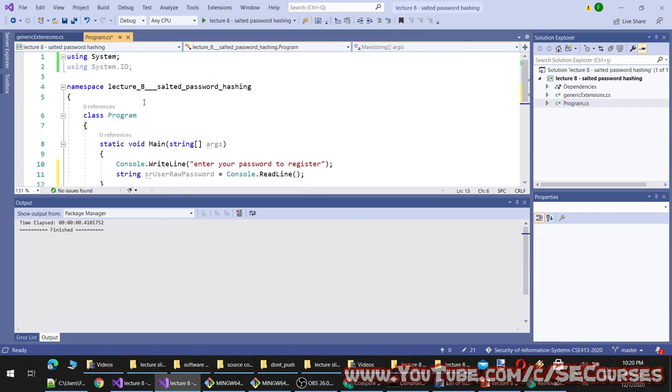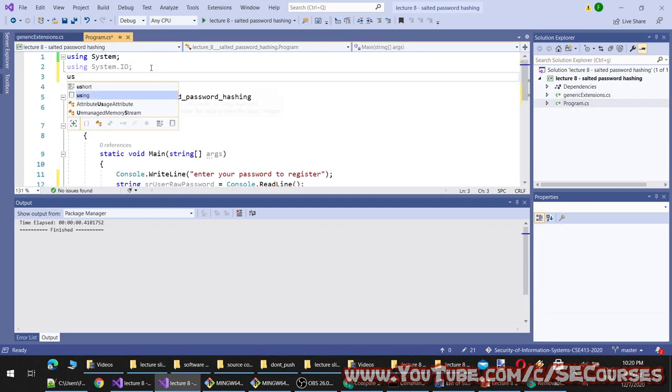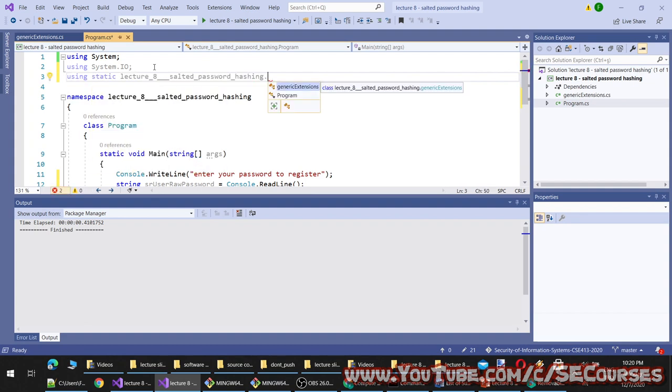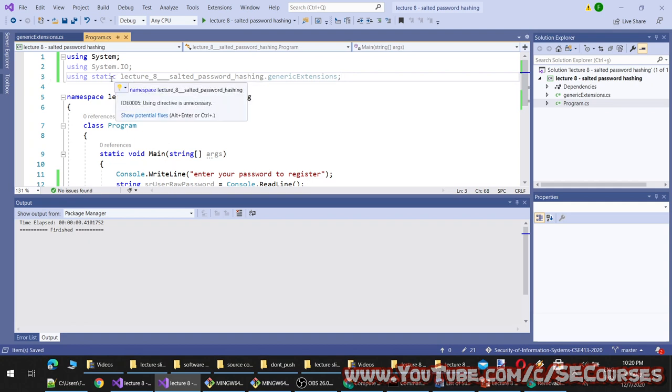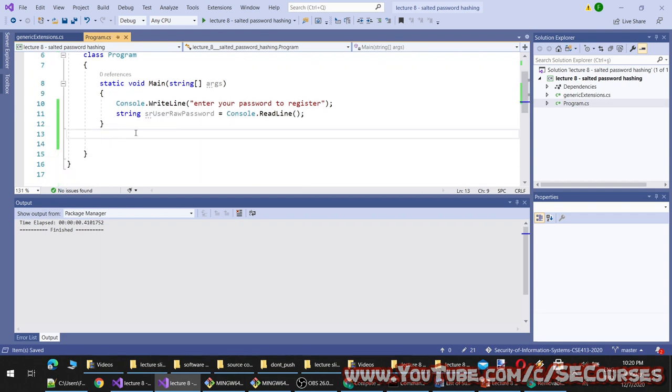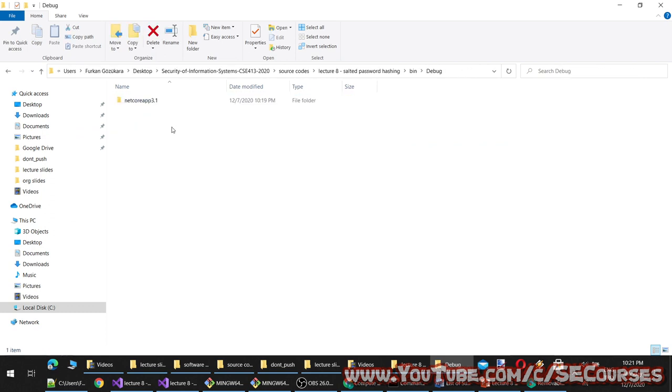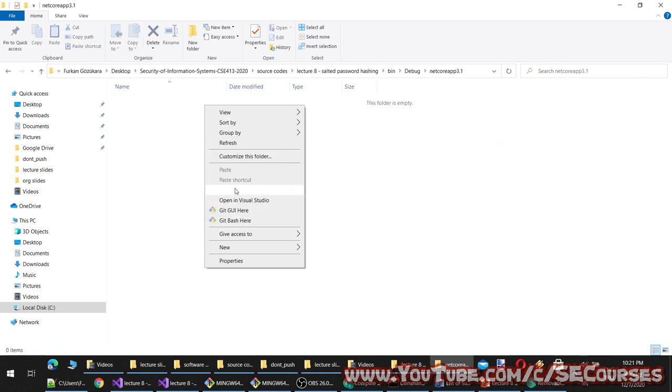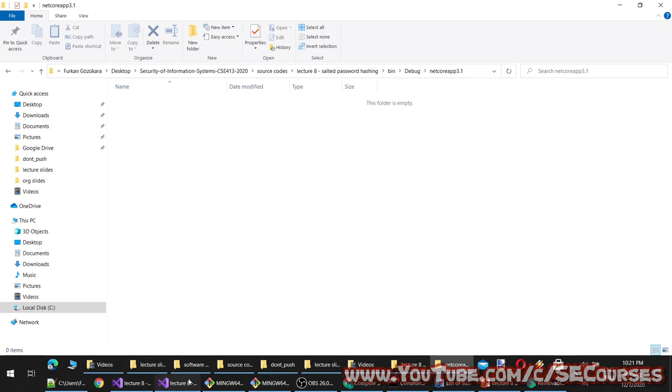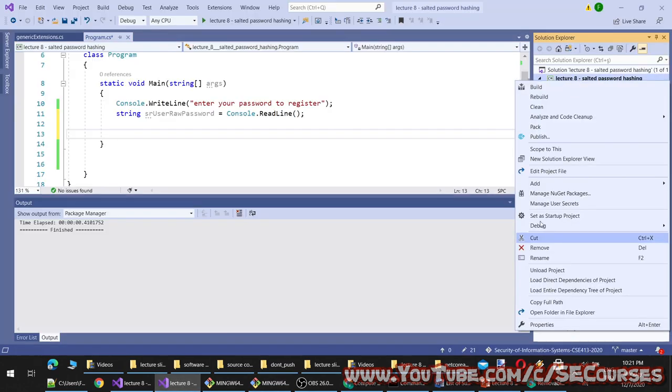Okay, I'm going to add that extension to here, like this. With this way, now I can directly use it. Oh, I don't even need this because it's an extension. Sorry about that. Okay, we get the user password as raw. Then we will compose our salted hash. To do that, I'm going to add it to our software like this.